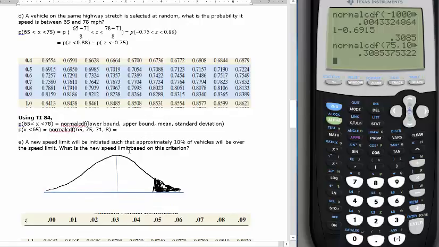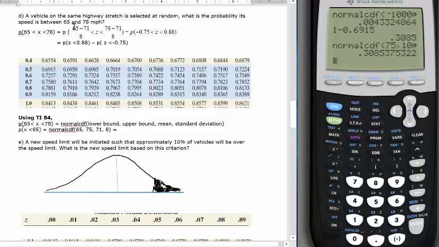A vehicle on the same highway stretch is selected at random. What's the probability its speed is between 65 and 78? So here, we need the probability of x between 65 and 78. Now, we need to change x to a z value, so I need to change 65 to a z-score and 78 to a z-score.